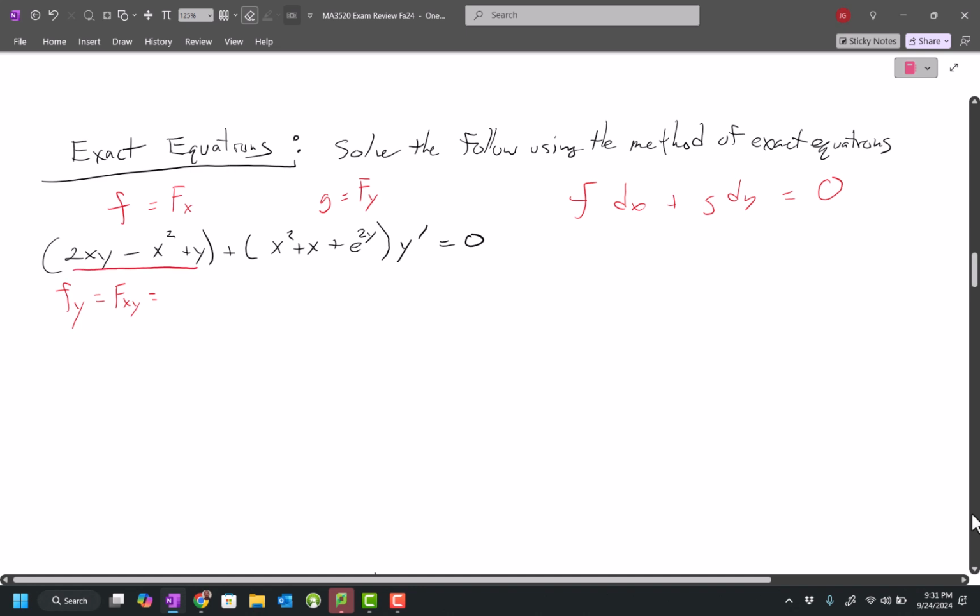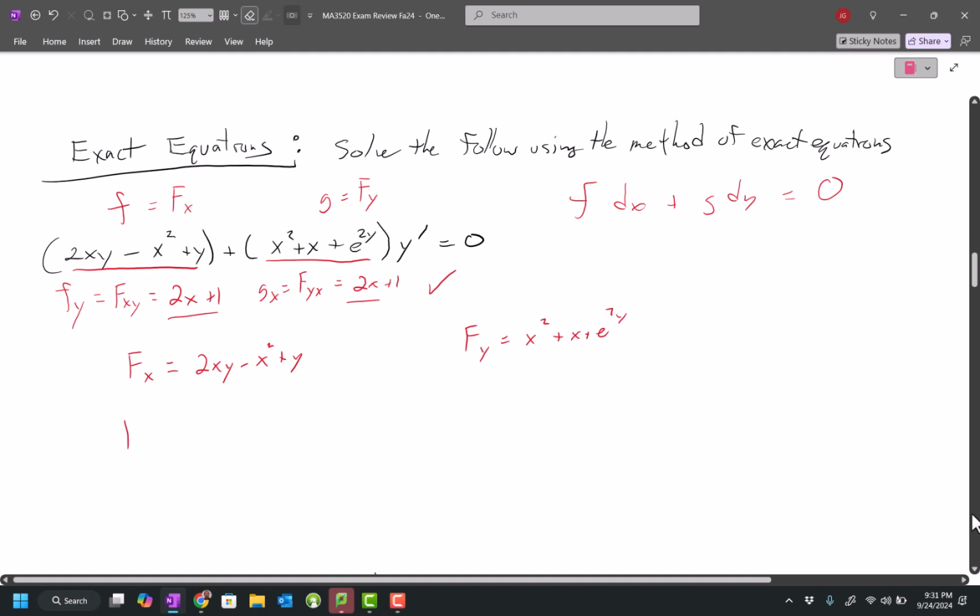The derivative of this with respect to y is going to be 2x plus 1. Next, I calculate the derivative of the other piece with respect to x, calculating what might be the mixed partial if capital F exists. The partial derivative of this with respect to x gives me 2x plus 1. These two values match, therefore the differential equation is exact. That means there really does exist capital F such that f sub x, the partial of f with respect to x, is equal to this first term. And apparently the derivative with respect to y should be equal to the second term.